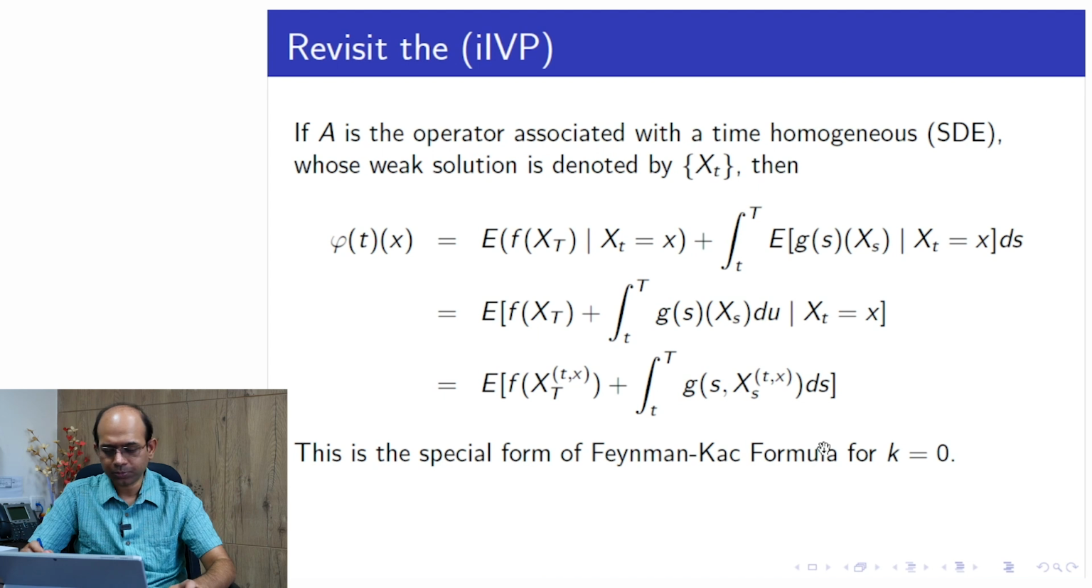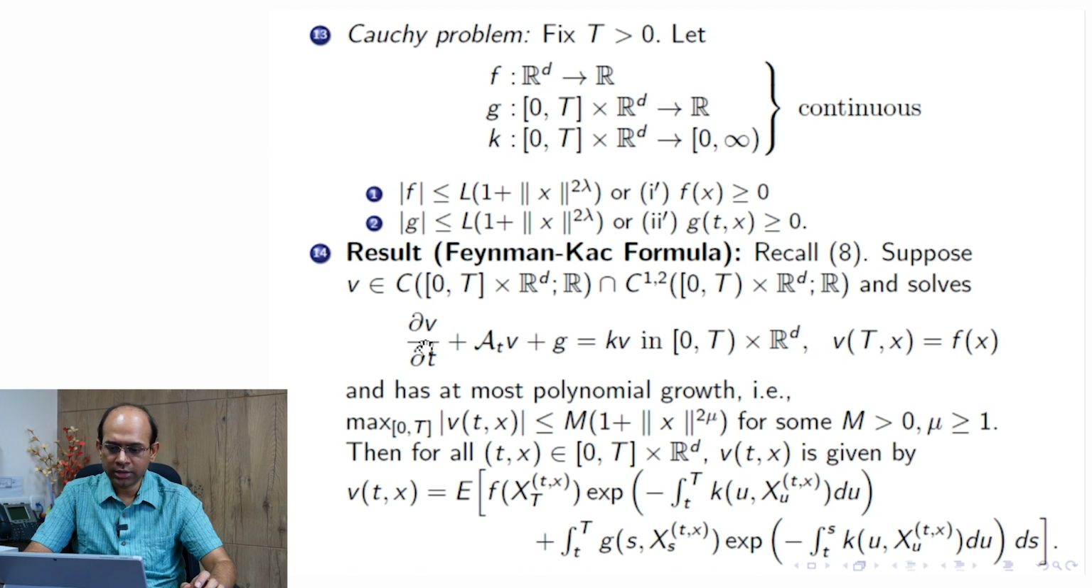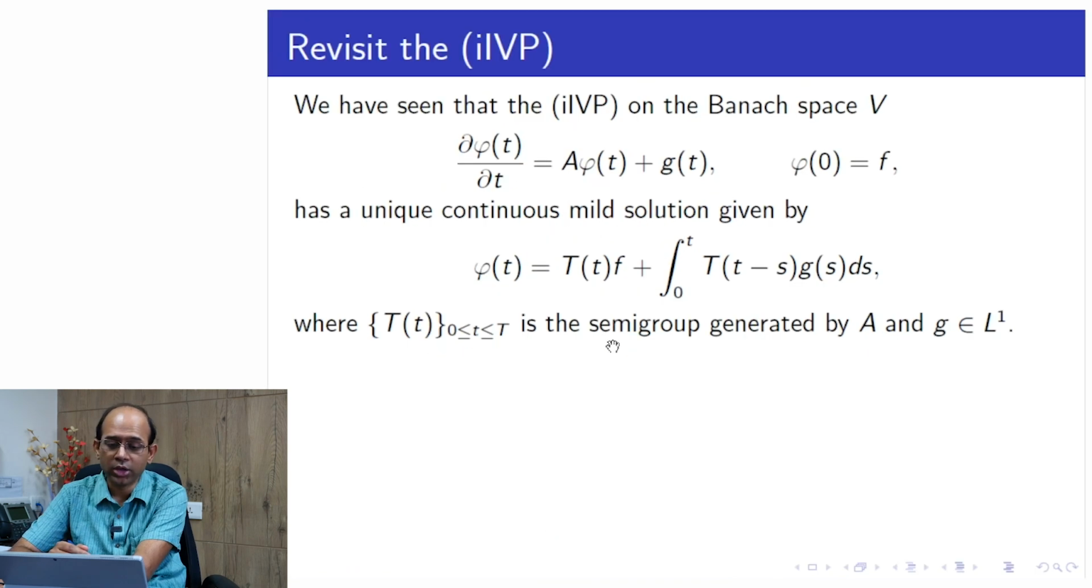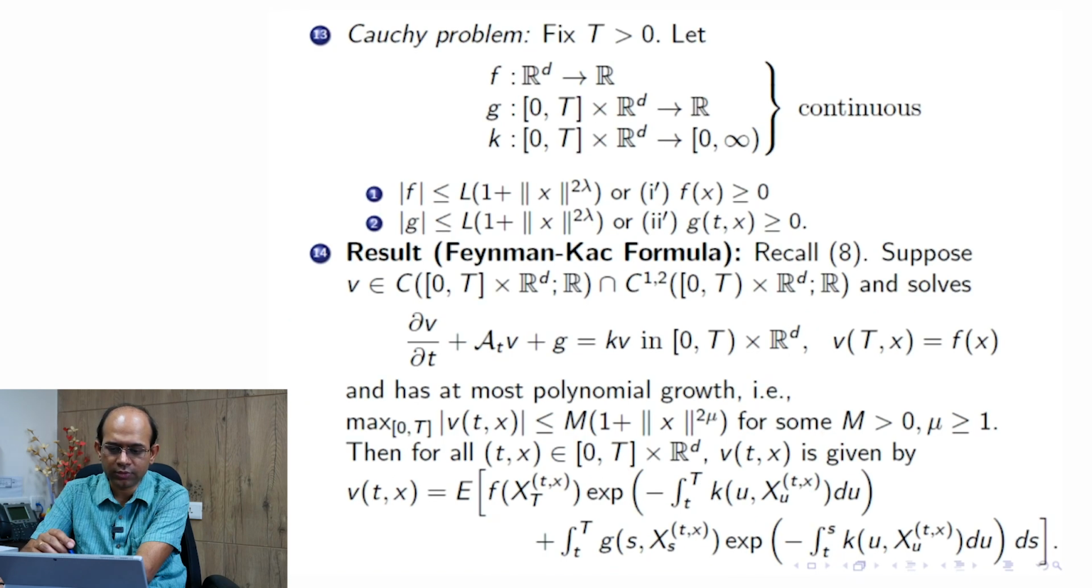Okay, so this formula, let us compare it with this one. Here we have written del v del t plus A t v plus g is equal to k. So imagine for our case k is 0. Okay, k is not there. So dv dt plus Av, and A is time homogeneous, so the subscript t does not appear. So here this is our equation, d phi dt plus A phi plus G is equal to 0, and this is dv dt plus Av plus g is equal to 0, so the k is equal to 0 case.